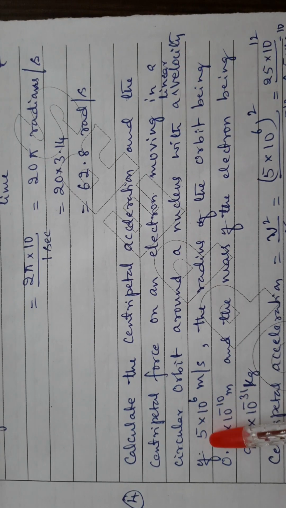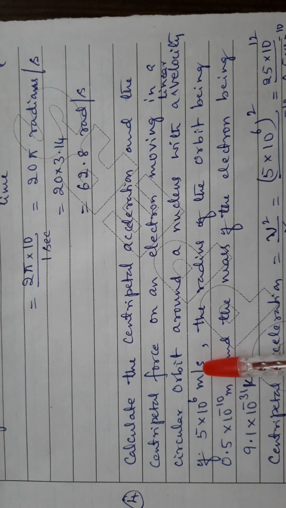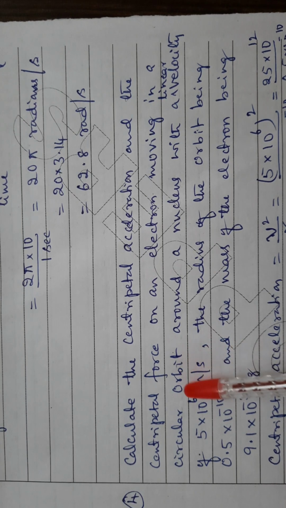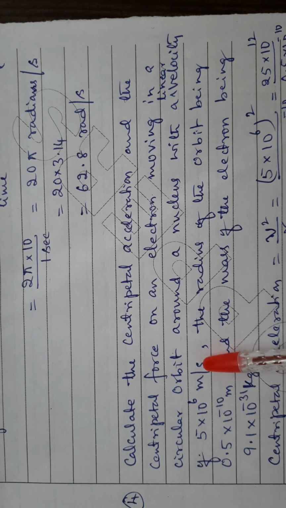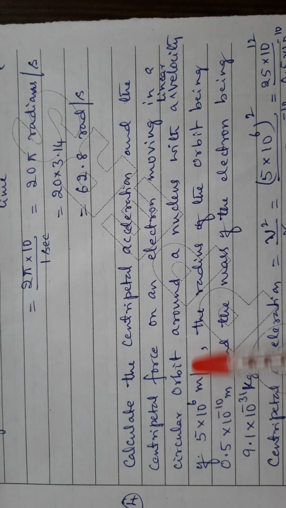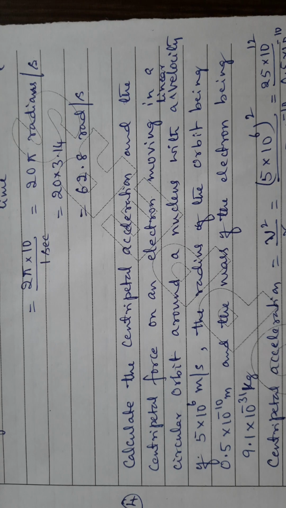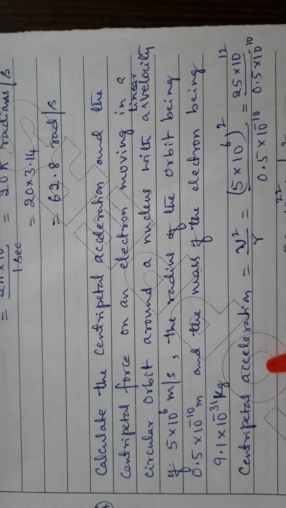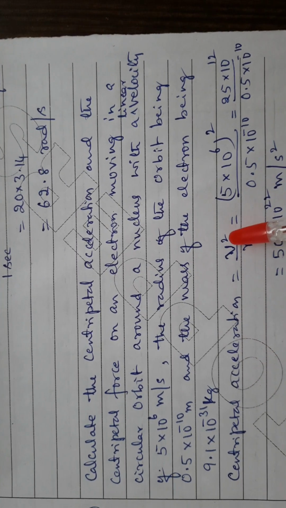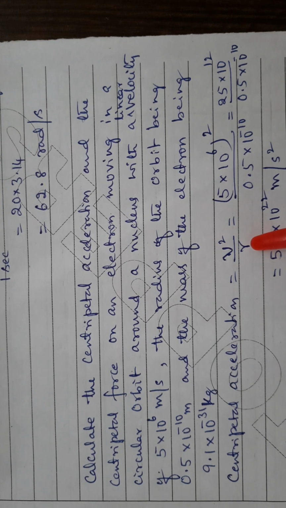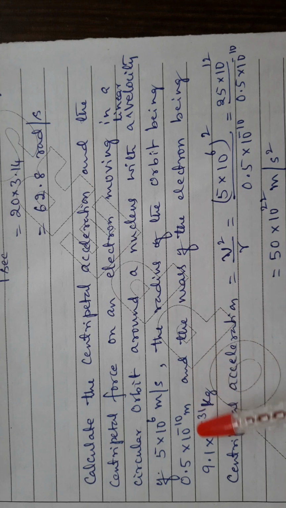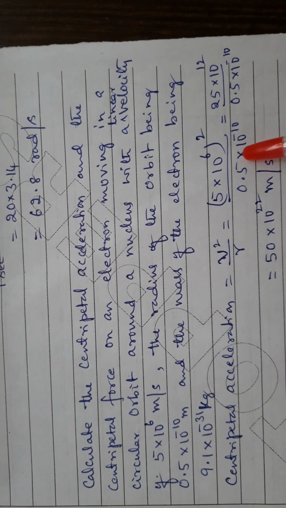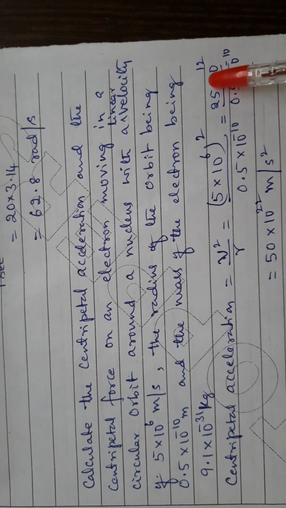And it is moving with a linear velocity of 5 into 10 to the power of 6 meter per second. Again, it is given in terms of meter per second, easy problem. If it is given in terms of centimeter per second, you have to convert to meter per second, then substitute. Now, centripetal acceleration, we know that centripetal acceleration is equal to v square divided by r. So v is given, that squared, r is given, 0.5 into 10 to the power of minus 10 meter. Divide one by the other.